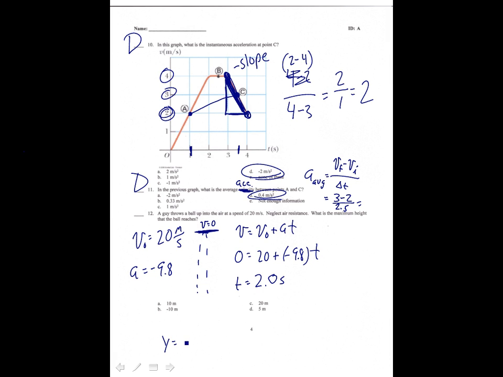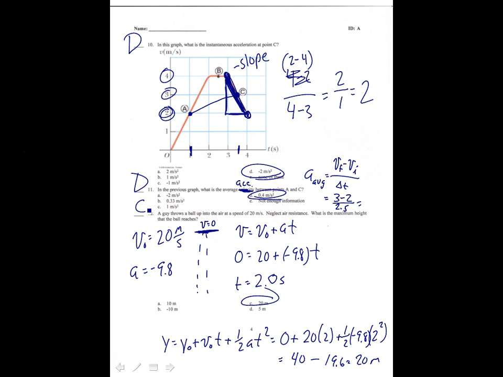So if we want to know that height, we just say y equals y0 plus v0 t plus 1/2 at squared. That's equal to 0 plus 20 times 2 plus 1/2 times minus 9.8 times 2 squared. And that gives us our y displacement, 40 minus 19.6, which is 20 meters. So the answer is C for number 12.